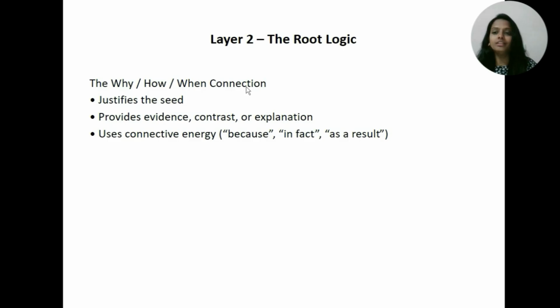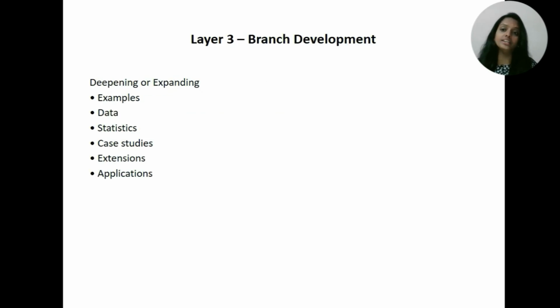Okay. And the next layer, layer 3, is the branch development, deepening or expanding. This is where the paragraph grows with examples, data, statistics, case studies, extensions, applications, and so on. So, this is often the longest sentence. Here, you need to ask yourself, which sentence feels like the writer is stretching the idea outward. That's your number 3 or number 4 sentence.